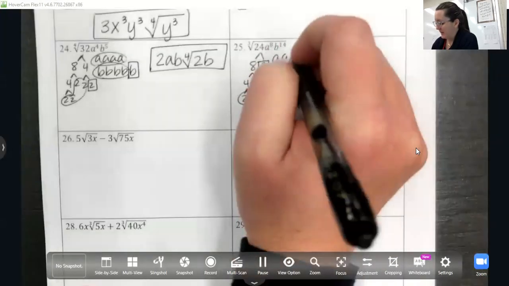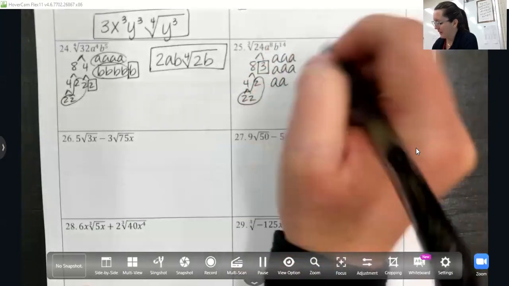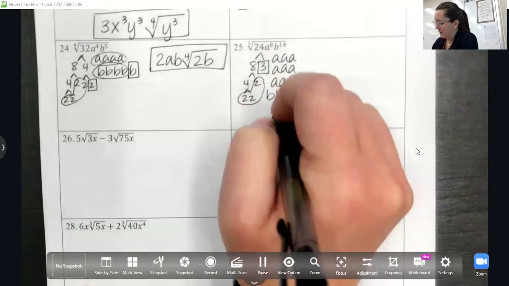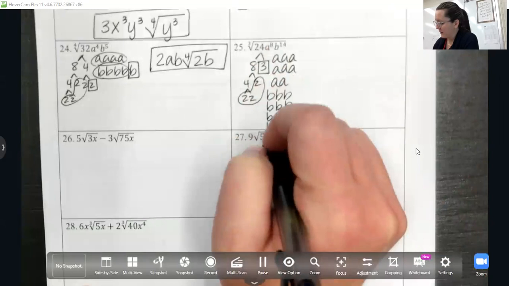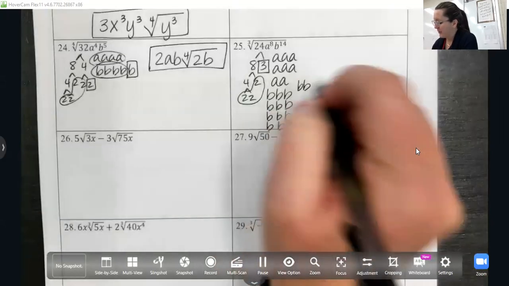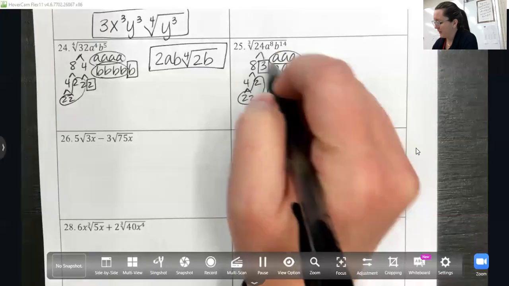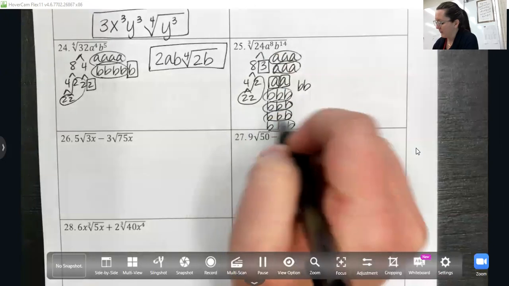8 A's. That's 8 and 14 B's. Holy cow. 4, 6, 7, 8, 9, 10, 11, 12, 13, 14. We're in a room. Looking for groups of 3. Group of 3, group of 3, you stay inside. Group of 3, group of 3, group of 3, group of 3, you stay inside.